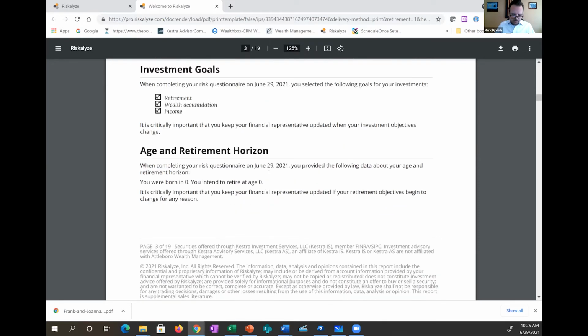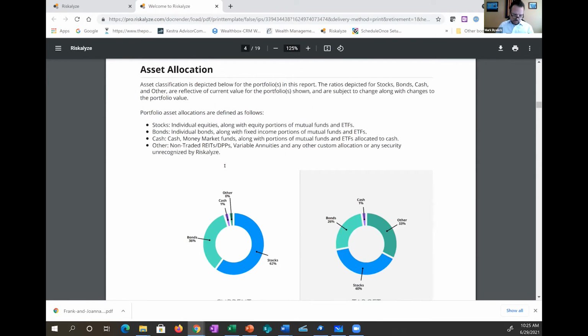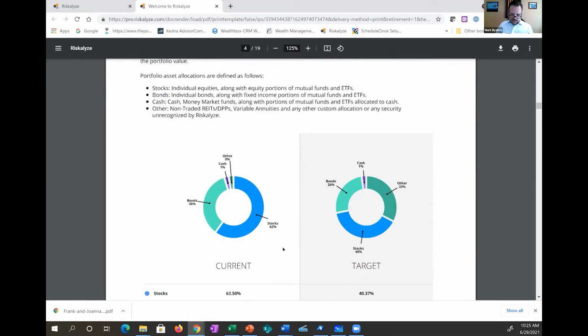Now, you'll see that we set some objectives for them. They want to fund their retirement, wealth accumulation. That's growing their assets for retirement. And also maybe they want to pass some funds to the kids, and of course, income. It's time to start taking money out of those investments. This gives a target asset allocation.